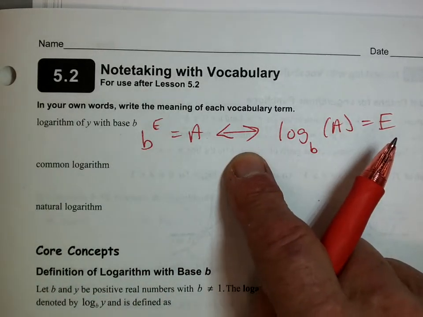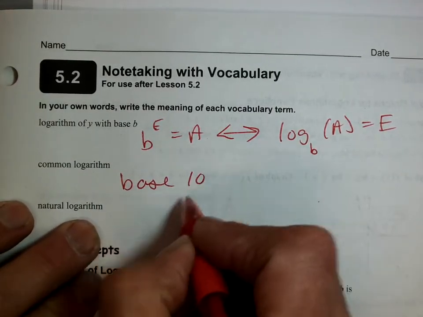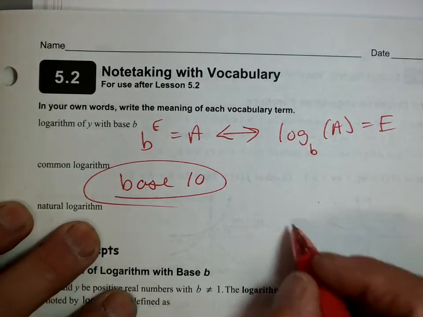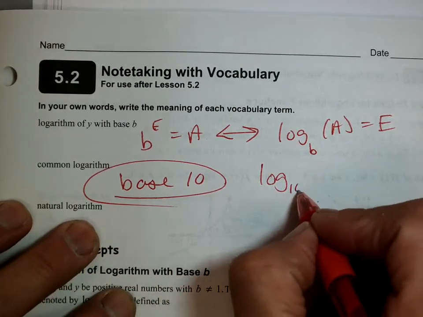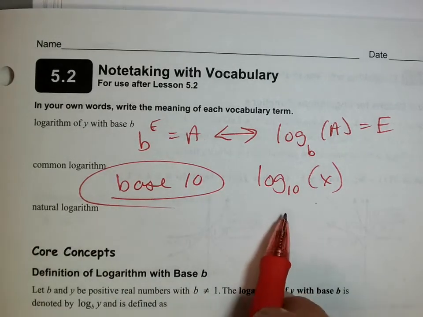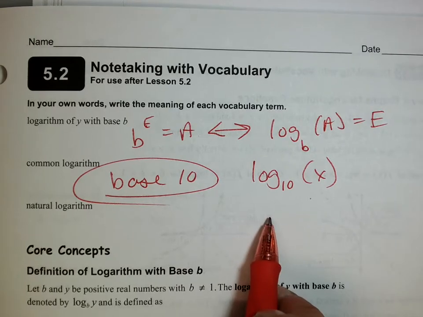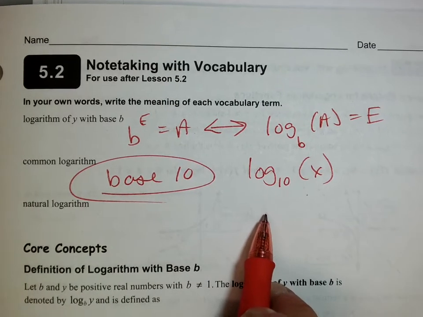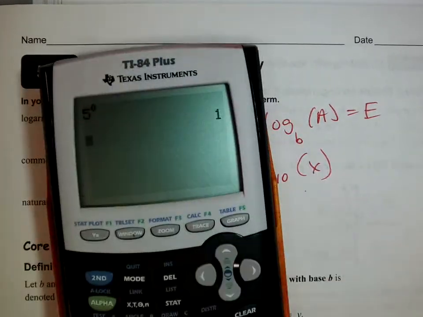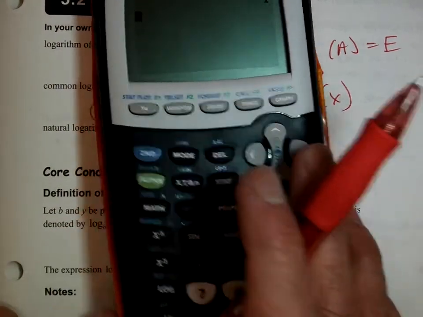Now, common log, what's the base? Base 10. Common log's base is 10, so it's a log of base 10 of something. You will never see the 10 because it's common. You won't write the 10. So if it's invisible, it's always base 10. I go to my calculator, I don't see a base because it is base 10, okay?